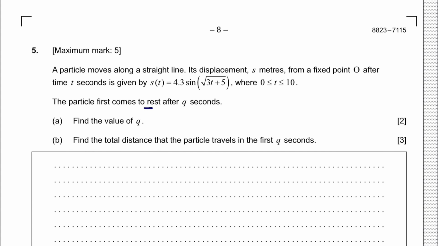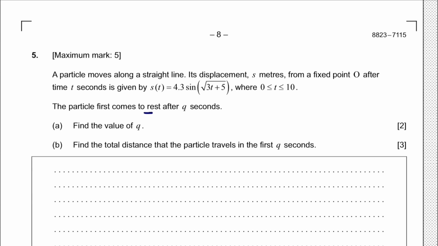Question number 5 of section A. This question has a maximum mark of 5 points. Okay, so we have information. A particle moves along a straight line. Its displacement s meters from a fixed point O after time t seconds is given by the function s, where t is between 0 and 10. The particle first comes to rest after q seconds. So for question A, we need to find the value of q.